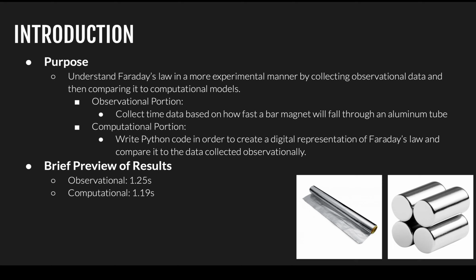Alrighty, so this is my introduction. The purpose of this lab was to understand Faraday's Law in a more experimental manner by collecting observational data and then comparing it to computational models. For the observational portion, we're collecting time-based data on how fast a bar magnet will fall through an aluminum tube, and the computational portion will write Python code in order to simulate that process, and then we'll find a number and compare that to our observational.